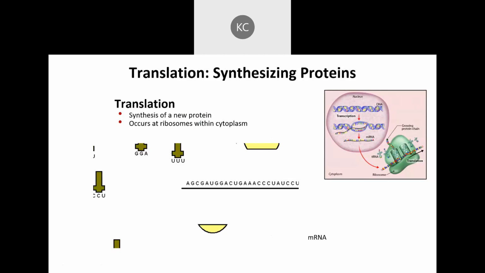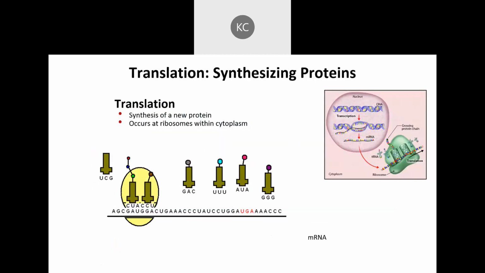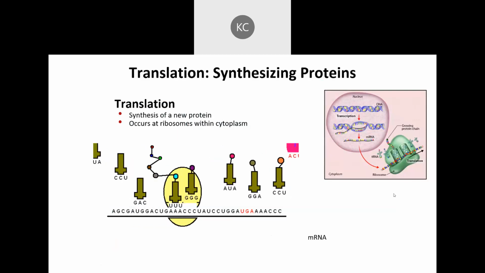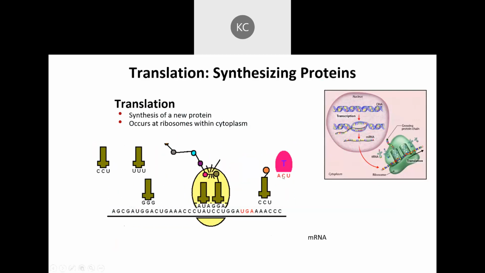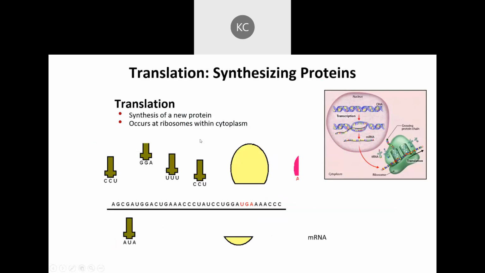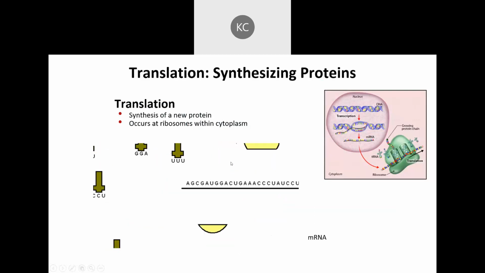So the next phase is translation. So now we're taking that mRNA and we're going to translate it into something new. In other words, we're going to translate it into a protein, all right? So what you have happen here, if you look at this schematic, you have all of these little kind of green structures here bringing in these circular components, all right? These circular components are the amino acids that are being brought to the ribosome, okay?